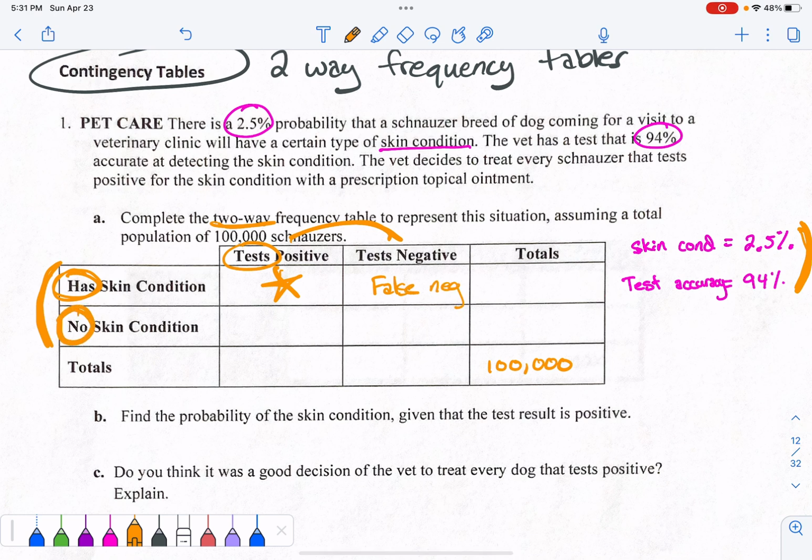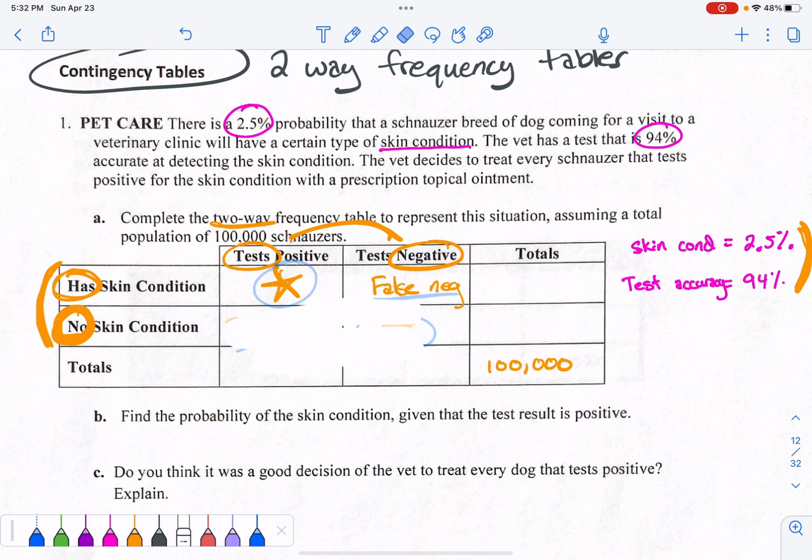If you don't have the skin condition, so there's no skin condition, you should test negative. So you should be in this category. But every once in a while, you'll have a false positive, which is kind of like with COVID, a lot of people were testing false positive because they would have just the common cold or something like that when they would actually test positive for COVID. So that happens. And that's due to the fact that we have a test that's only 94% accurate, that you will get false results. So typically, what should happen is we should have our largest numbers in these two categories, but every once in a while people will trickle into those two.